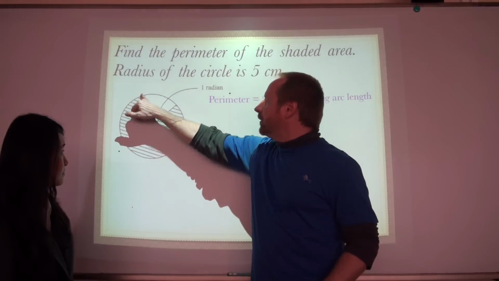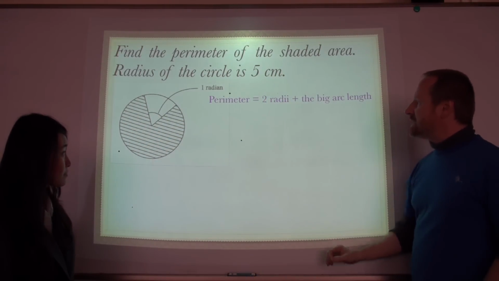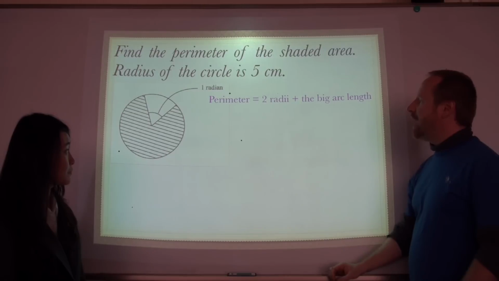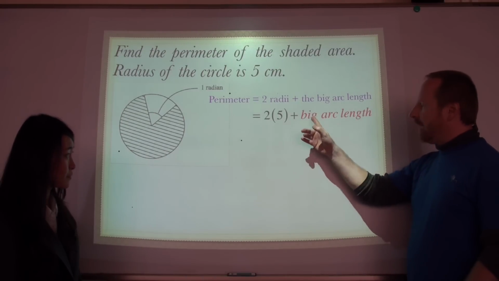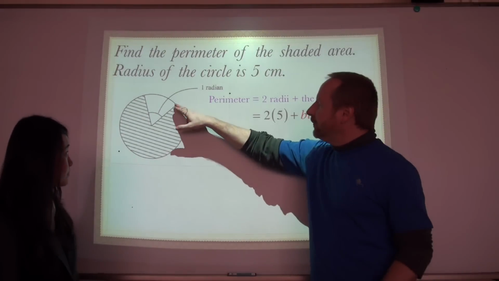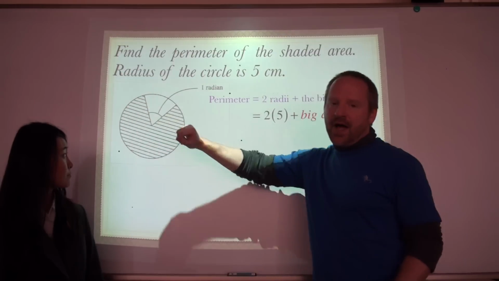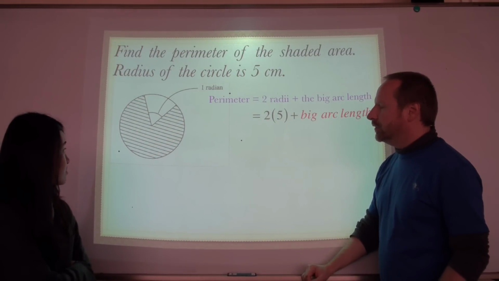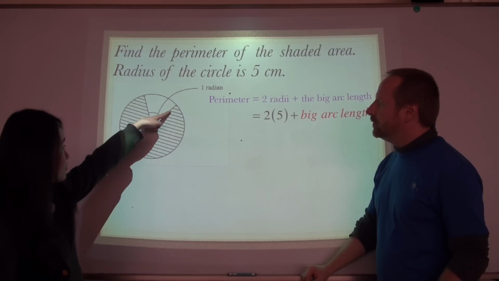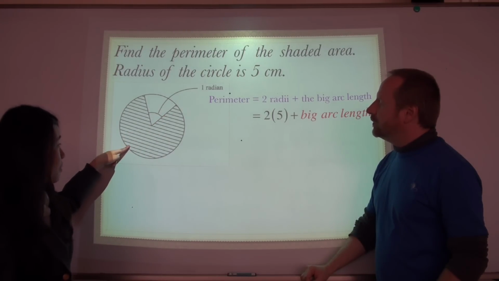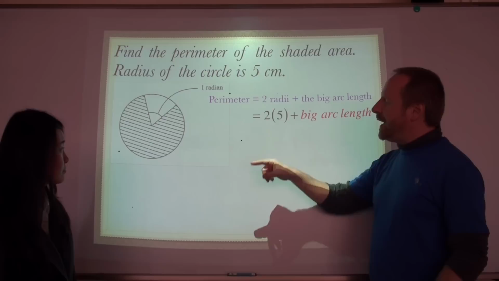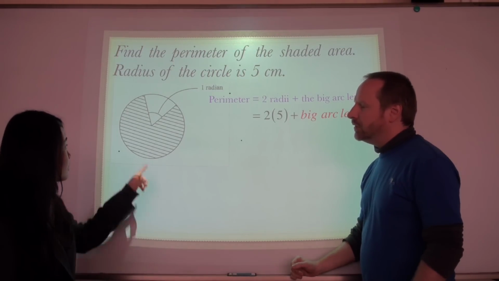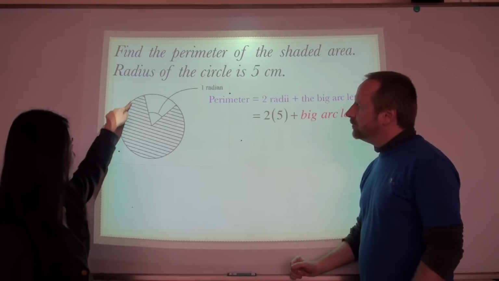This part here. Now, again, what's the radius? The radius is 5 centimeters. Okay, so this first part will become 2 times 5, and again, plus the big arc length. Now, this is going to be the problem. How do we find that part of the circle? I guess you get this length times pi. Okay, so pi times the diameter, or 2 pi r, what is that going to give us? The total length of here.